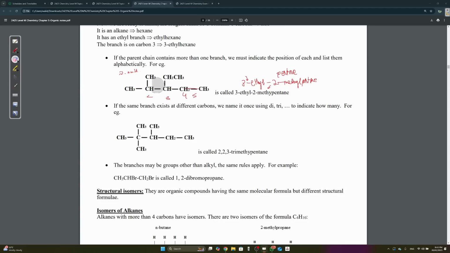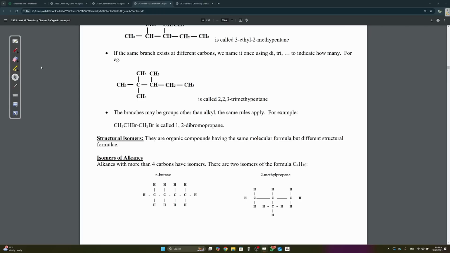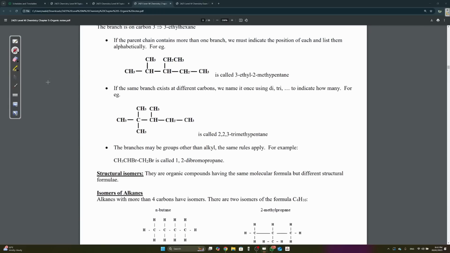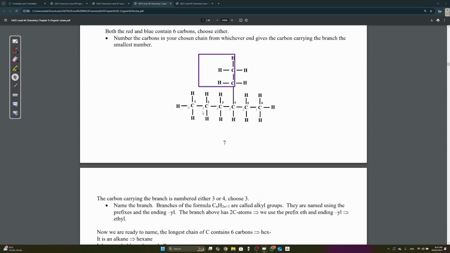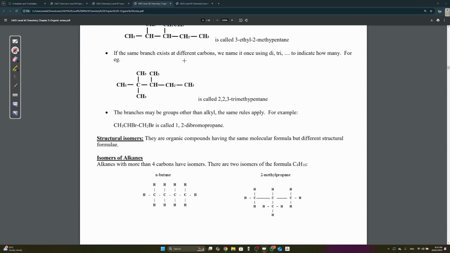Over here, they talked about if the same branch exists at different carbons. So here we had 2 different branches, right? Here, what's happening? They have the same branch, as you can see, 3 times. When you have the same branch, you use di, tri, tetra, whatever. Again, I'm explaining all this because she can bring it in there. I probably think she will.